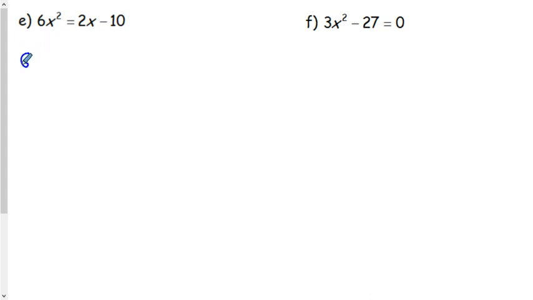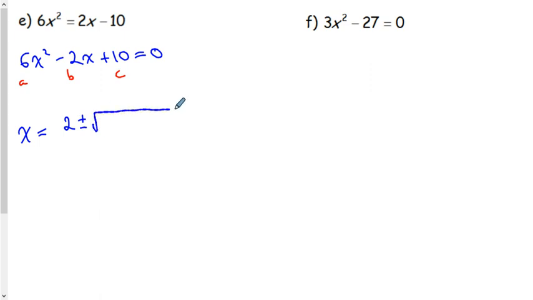So I'm going to end up with 6x squared minus 2x plus 10 equals 0. There's my quadratic, so that's A, that's B, and that's C. Let's sub in our values into the quadratic formula. X is going to be negative B, so the negative of negative 2 is positive 2, plus or minus the square root of B squared, so negative 2 squared, minus 4 times A, which is 6, times C, which is 10. All of that over 2 times A, which is 6.